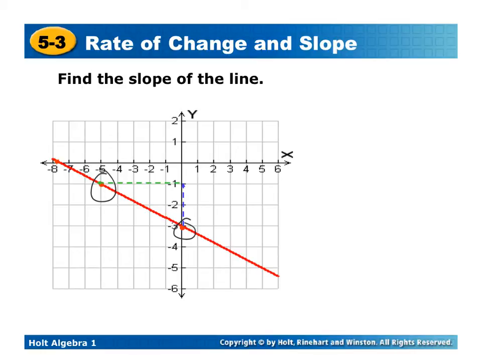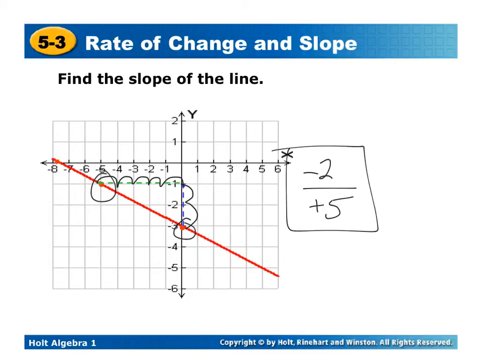We're going to go ahead and count. So I try to always go left to right. So my rise, if I go here, is down 1, 2, so I go down 2, and I'm going over 1, 2, 3, 4, 5, positive 5, so our slope is negative 2/5.